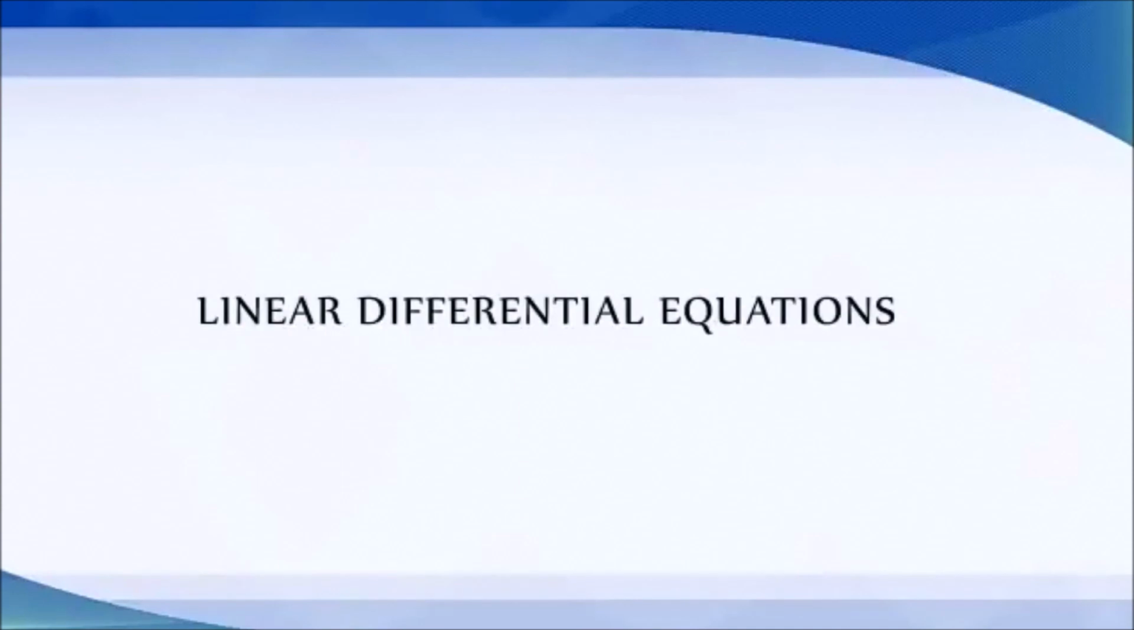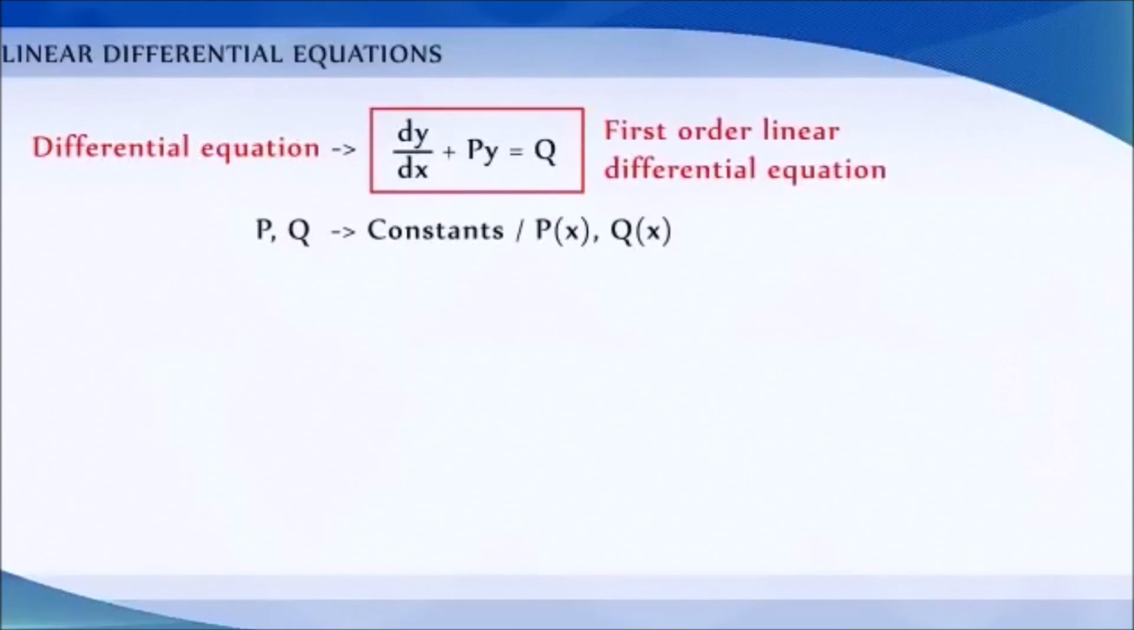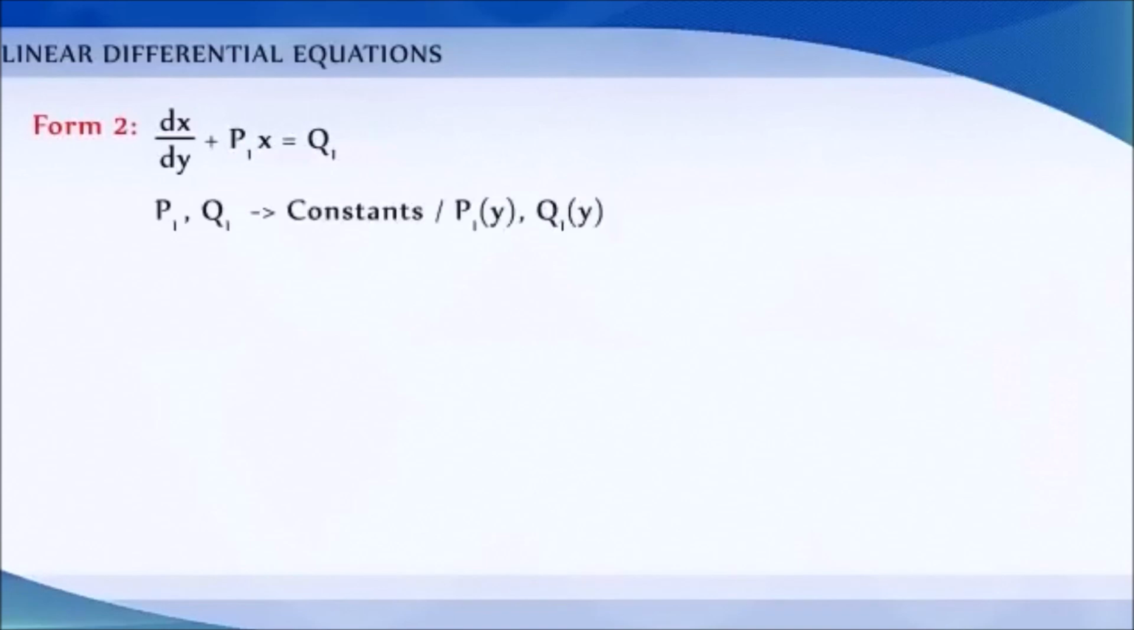Linear differential equations. A differential equation of the form dy by dx plus py is equal to q, where p and q are constants or functions of x only, is known as a first order linear differential equation. Another form of first order linear differential equation is dx by dy plus p1 into x is equal to q1, where p1 and q1 are constants or functions of y only.